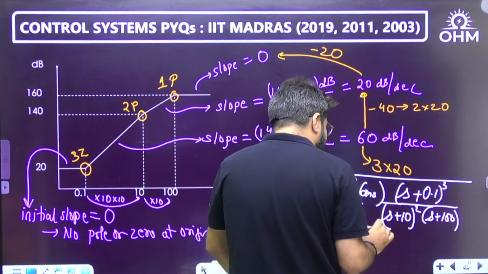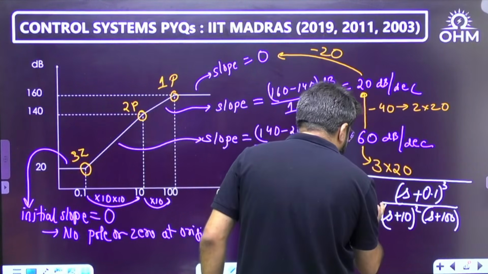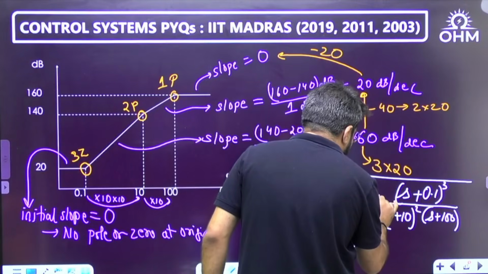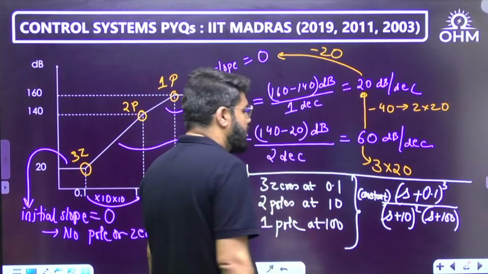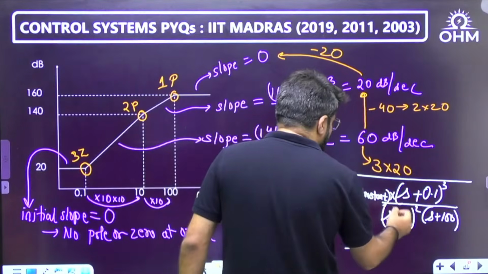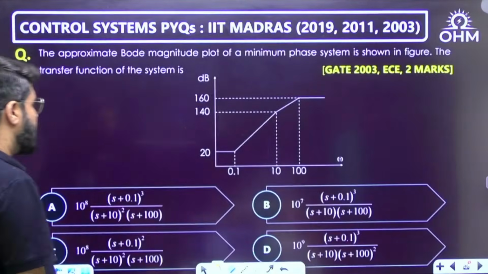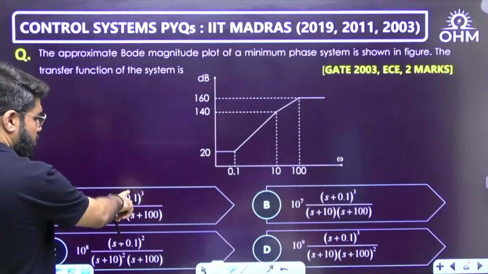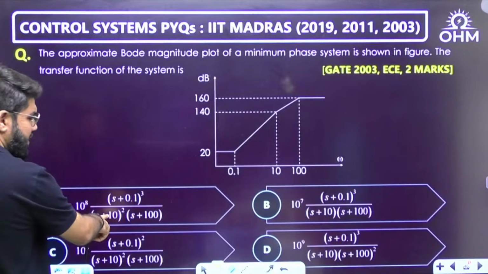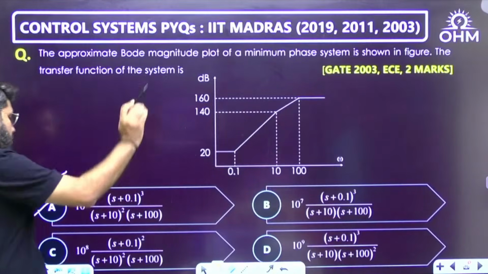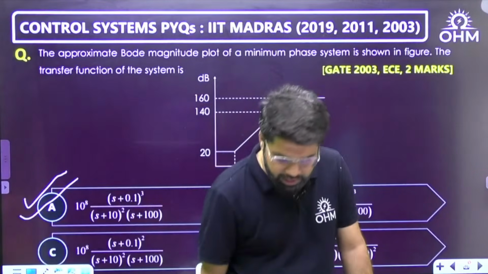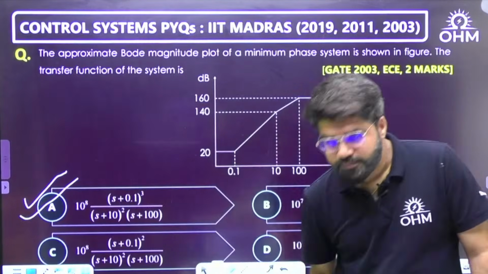Whether that is required or not, we will decide by the options. If required, we will work hard for it; otherwise, not required. Some constant into s plus 0.1 whole cube, and s plus 10 whole square. This is available only in option number A. No need to waste your time in calculating that constant gain factor.